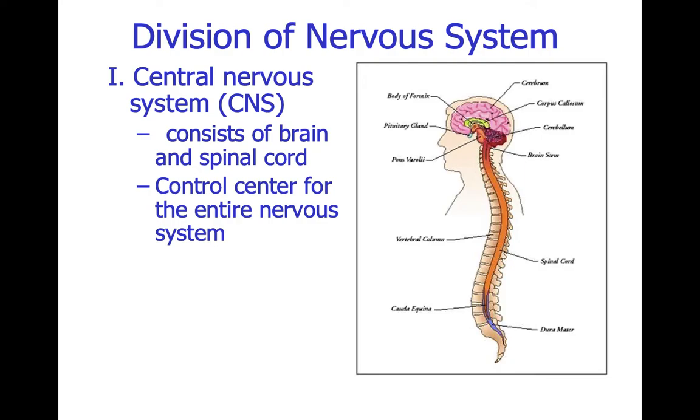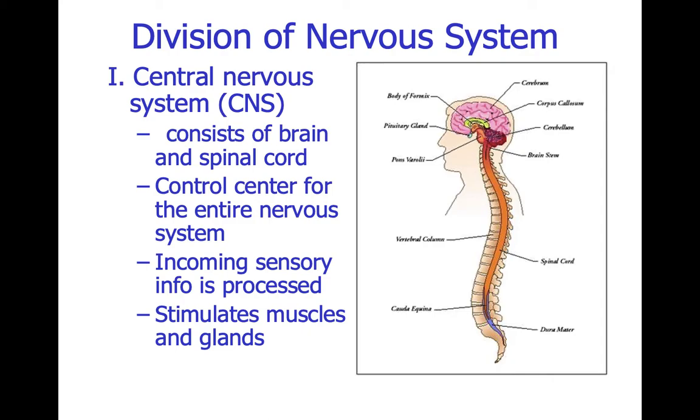Central nervous system is considered to be the control center for the entire nervous system. This is where information comes into that sensory component we talked about, right? The incoming information is going to be brought to the central nervous system, and that information is going to be integrated, figured out what are we going to do with it, and then, if necessary, the central nervous system will send out a stimulus to the muscles and the glands, kind of like that neuromuscular junction we talked about for the skeletal muscle system.